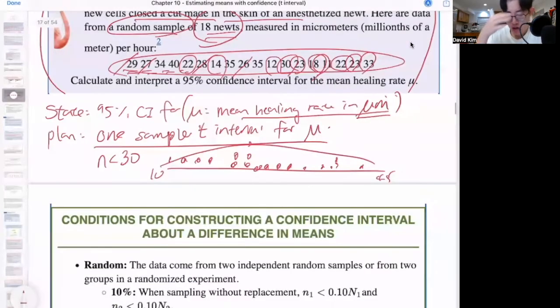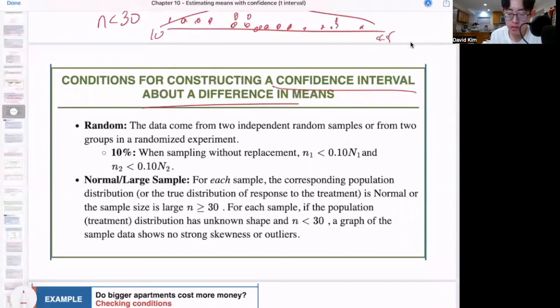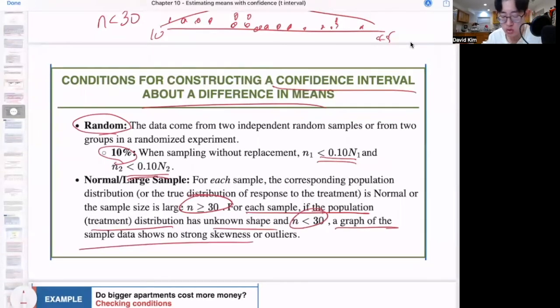Okay, all right, so the next part is the confidence interval about the difference in the means. When we have two samples, obviously there's going to be the difference of the two. How do we do it? Same thing. Randomness, 10%. Obviously, it needs to be checked for both populations. And we need to check if they're both greater than 30. If, for any reason, for each sample the population distribution is of unknown shape and n is less than 30, the graph of the sample data must show no strong skewness or outliers. So the dot plot has to be roughly symmetrical or normal.